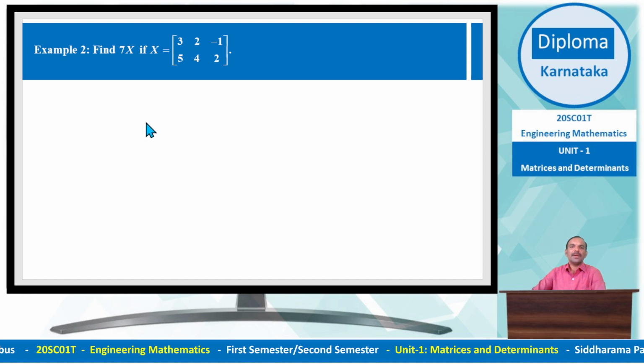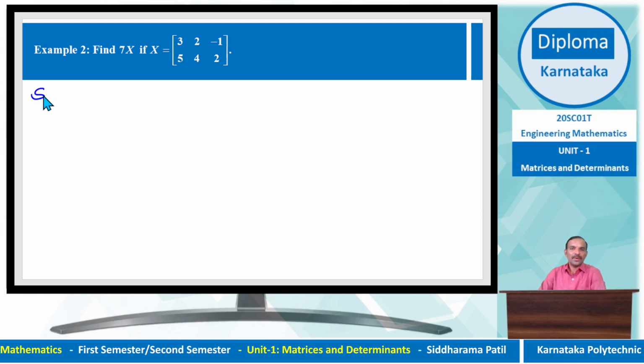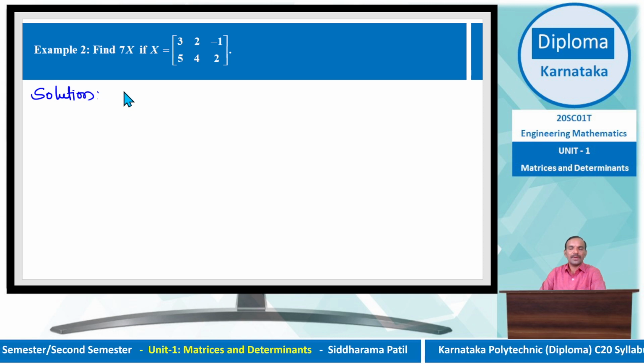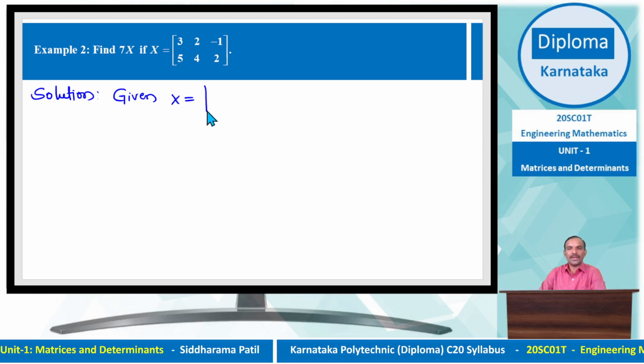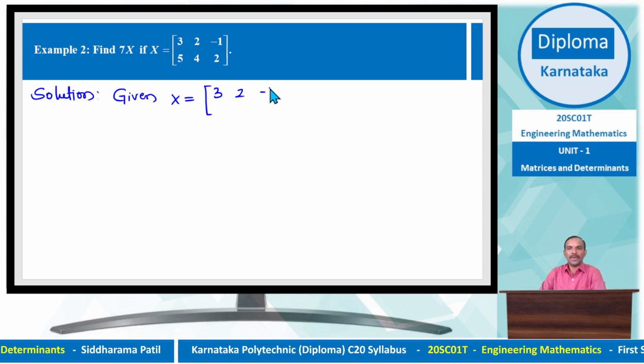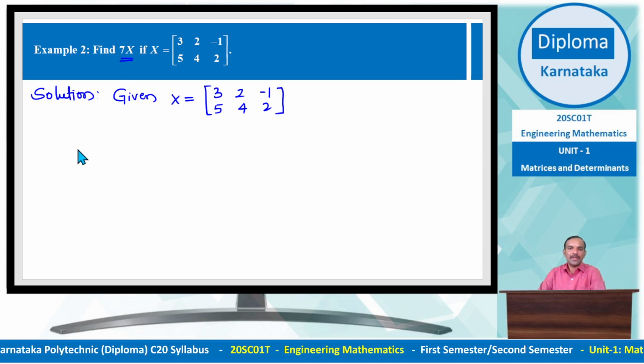Next, example 2. Find 7x if x equal to the given matrix. Solution. First write down the given matrix. Given, x is equal to 3, 2, minus 1, 5, 4, 2. What you have to find out? 7x.